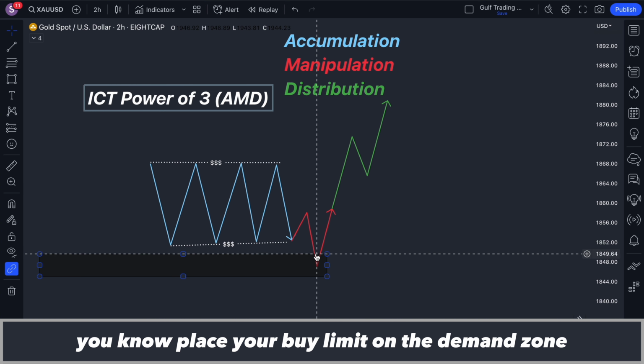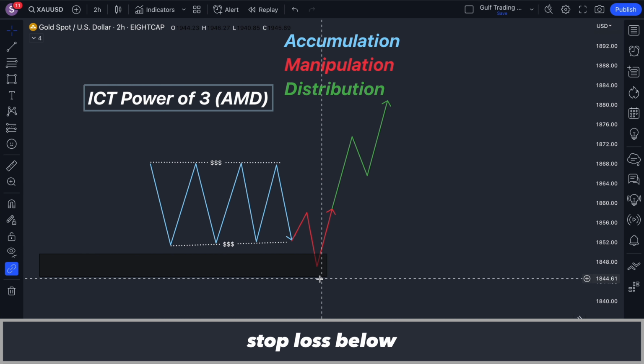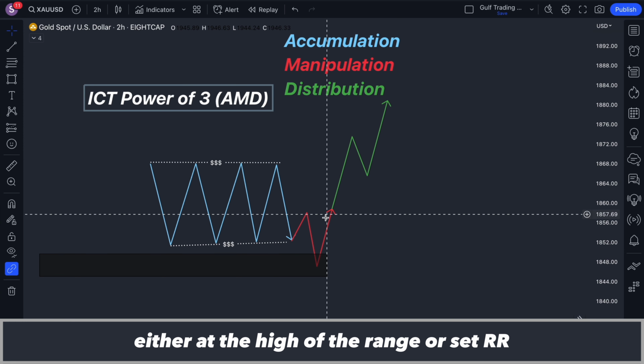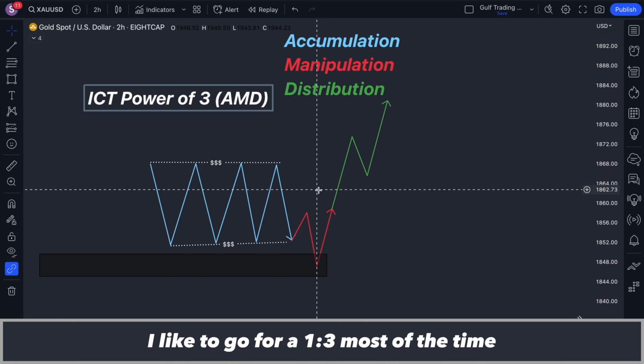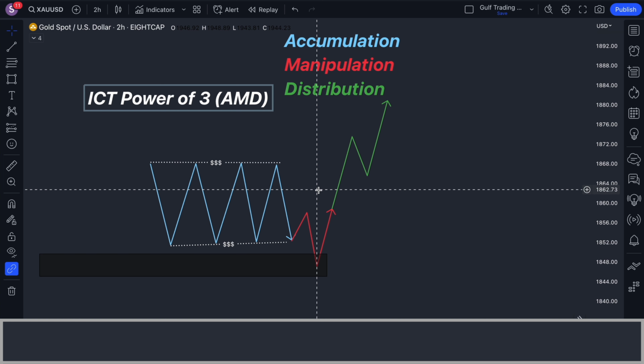Place your buy limit on the demand zone, stop loss below, and then take profit either at the high of the range or set risk reward. I like to go for a 1 to 3 most of the time. Gives you room for a lower win rate and you can still make good profits.